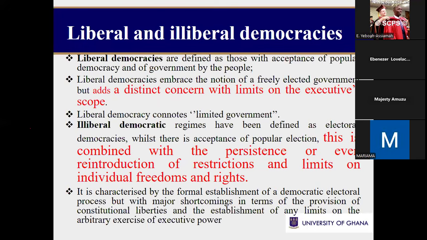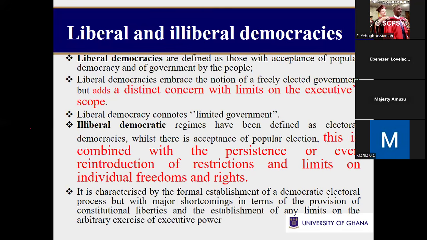By liberal democracy, we are saying that first they accept a popular election, which is the first criteria. The minimalist or the procedural, but that one cuts across both liberal and illiberal. Now, liberal democracies embrace the notion of freely elected government, which is election. But now look at where I've highlighted in red. They add a distinct concern with limits on the executive scope. So that is what makes a democracy liberal democracy. A liberal democracy is the one where there are limitations put on the powers of the executive.